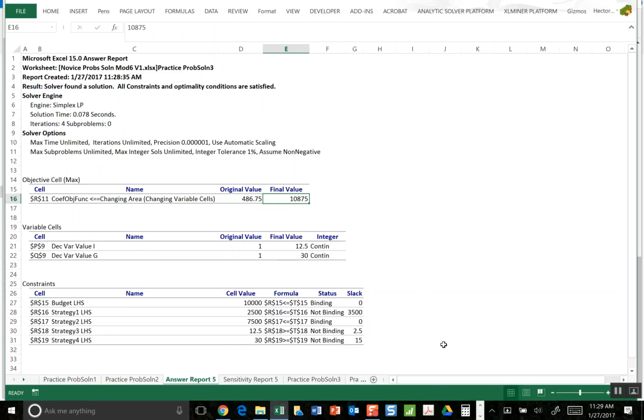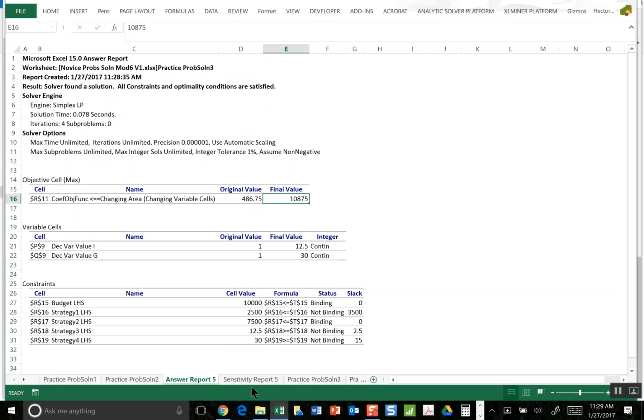You should have read that if a constraint is binding, that means the left-hand side is equal to the right-hand side, and there is no slack. If it is not binding, then the left-hand side is not equal to the right-hand side, and here's the amount of slack. So the 3,500 units in excess that are not used by the left-hand side are left over for this particular constraint. Here's another binding constraint. So the budget constraint and strategy 2 are binding, and the others are non-binding, and this tells us by how much.